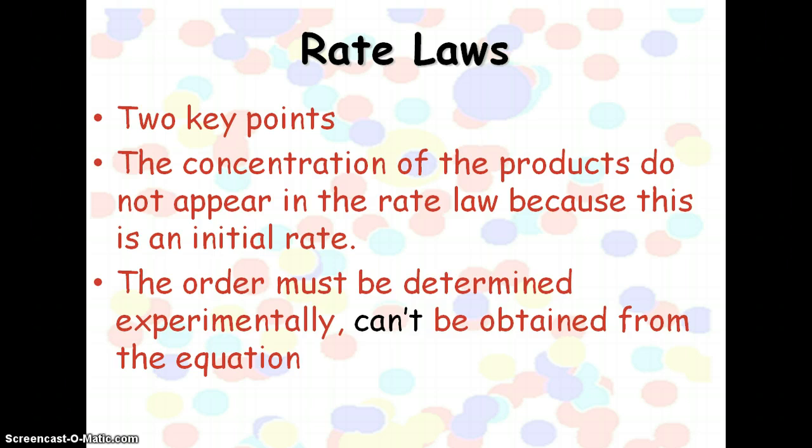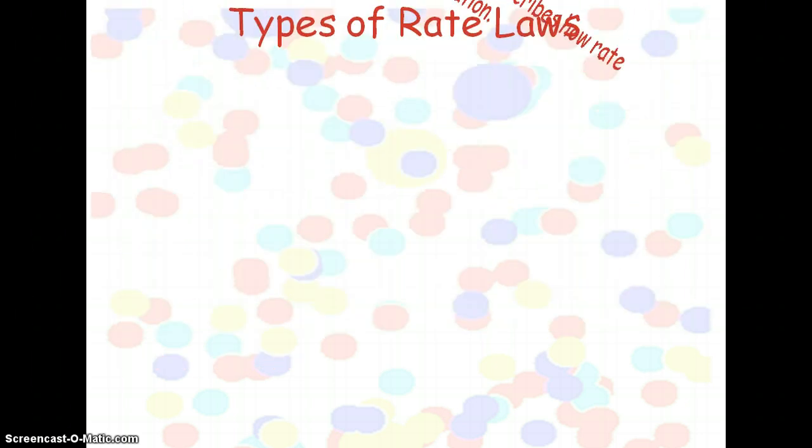The concentration of the products doesn't appear in the rate law because we're talking about an initial rate. And initially, you're just going to have reactants. You're not going to have made any products yet. And then the order of the reaction has to be determined experimentally as well. You can't just get it by looking at an equation. You actually have to do a little bit of lab work to determine these things. So all data we use will have been tested in the lab as well.